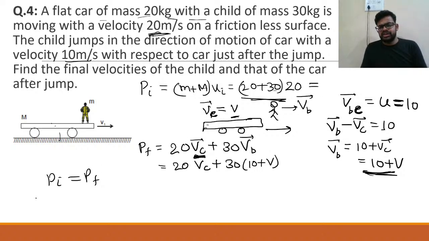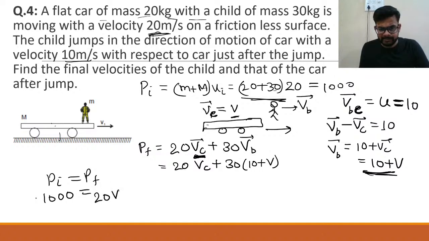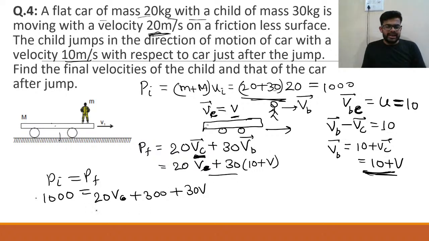20 plus 30 is 50 into 20, so 1000. So I am writing here 1000. That will be equal to the final momentum. So final momentum is 20 Vc. The value of Vc is V only. So 20 V plus this is 300 plus 30 V. From here I am getting, okay, that's all. So directly let us solve it.